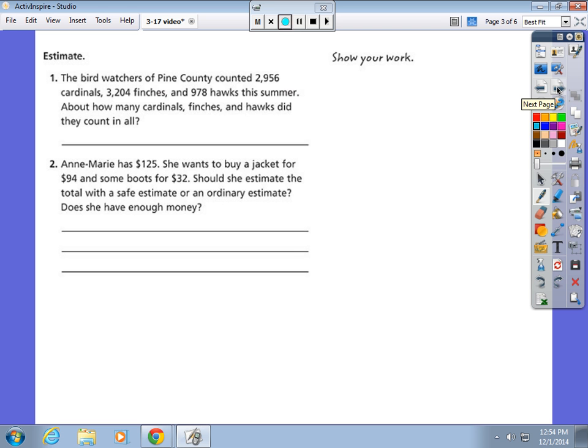On to page 80. Page 80, I'm really going to highlight number 2 here. Number 1 is fairly simple. How many do they count in all? Please show your work. Annie and Marie, though, number 2 is the one I want to highlight here. Maybe we don't put a star over it, not an X circle there.